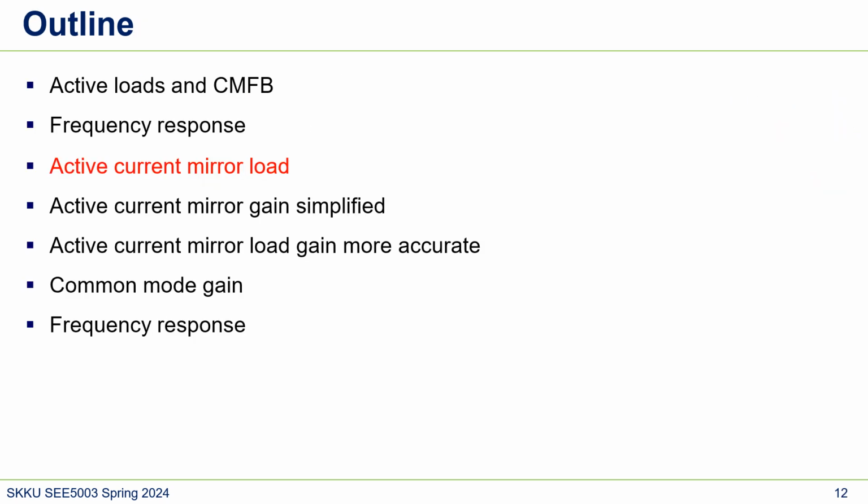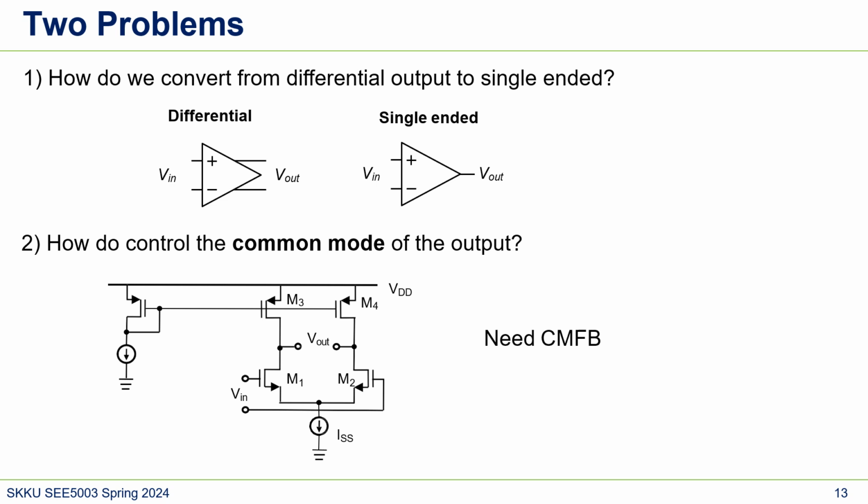Next, let's talk about active current mirror load. So why do we need active current mirror load? We can just see these two kinds of problems, and that's why sometimes we need active current mirror load. For example, sometimes we need a single-ended amplifier. We just learned the fully differential amplifier, but sometimes we want the input to be differential but the output to be single-ended.